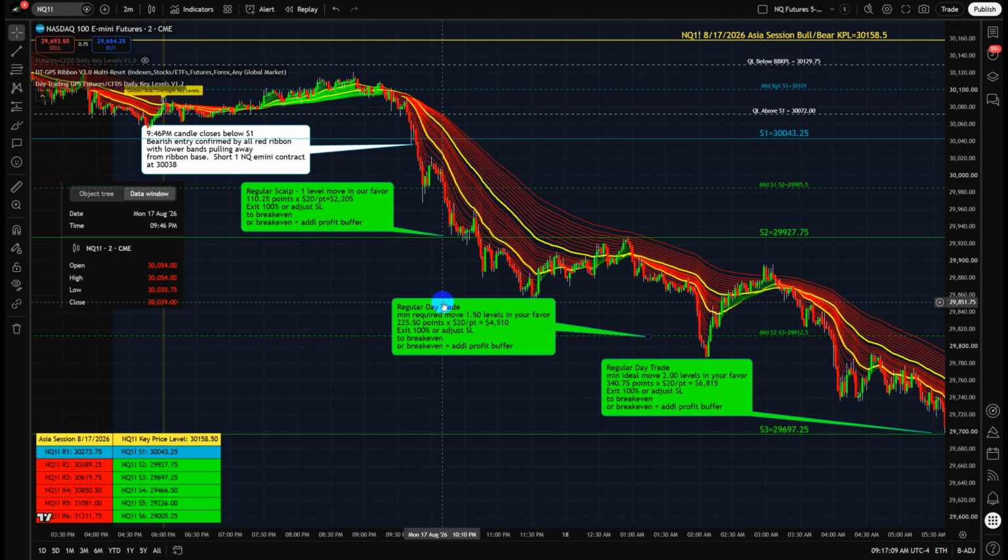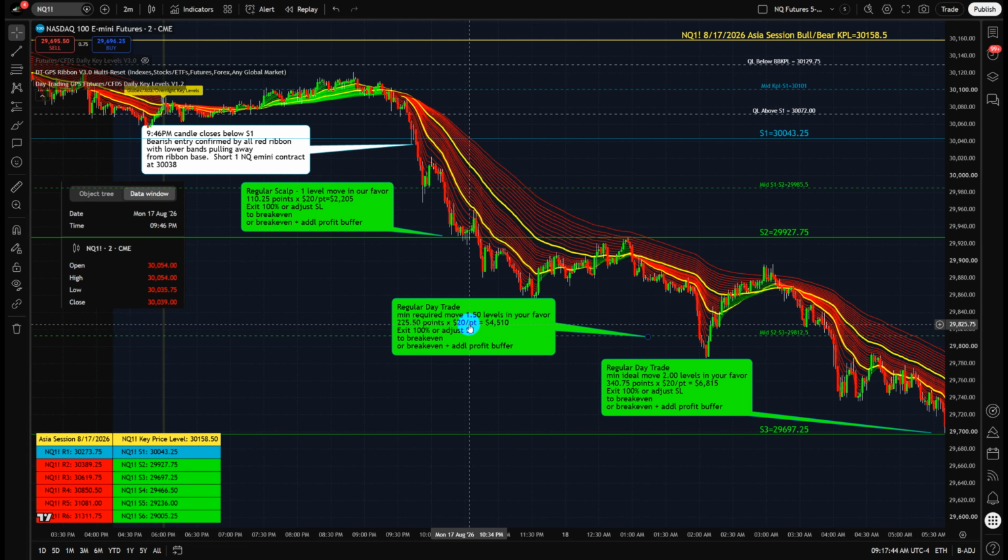Now, there are two other different initial targets that you can use besides a regular scalp. A regular day trade requires a minimum 1.5 levels move in your favor. So a 1.5 level move in your favor, from S1 on a bearish entry, would be mid S2, S3. So we have one level here. This is 1.5 levels here. This is going to be 29,812.50.